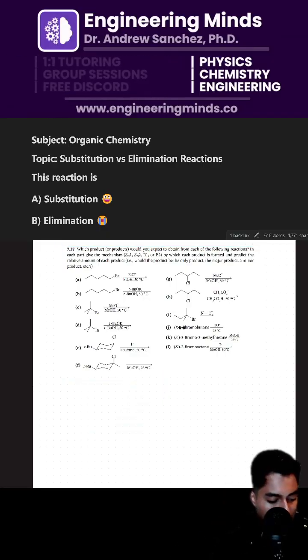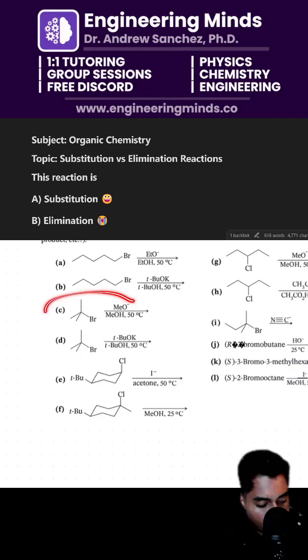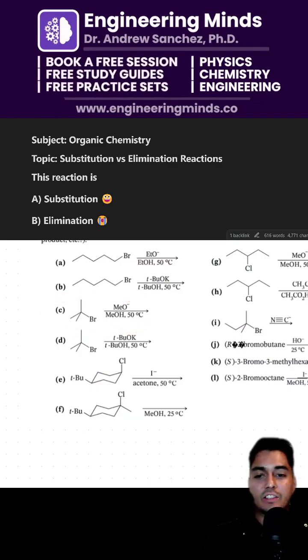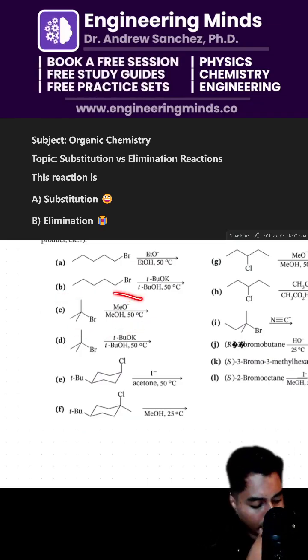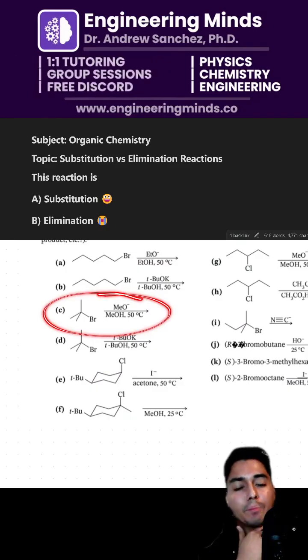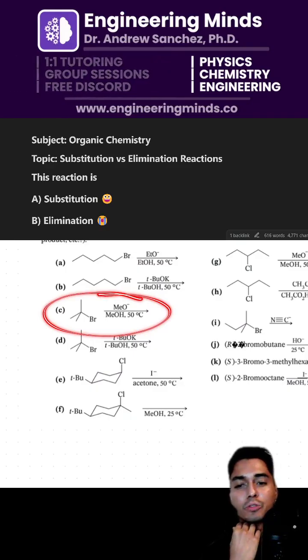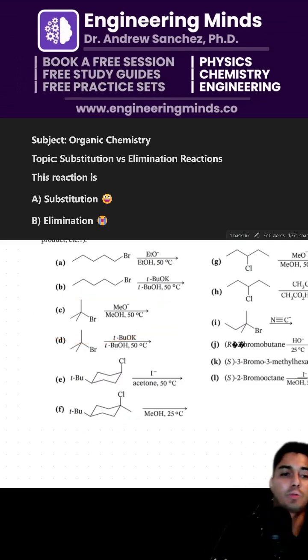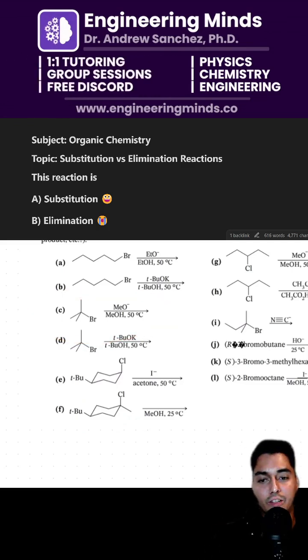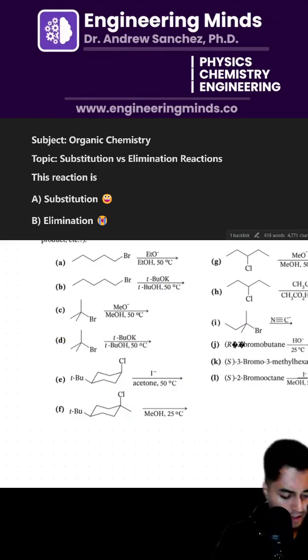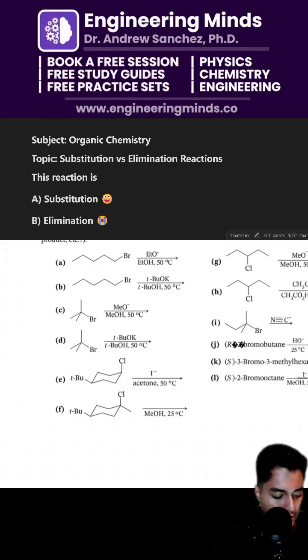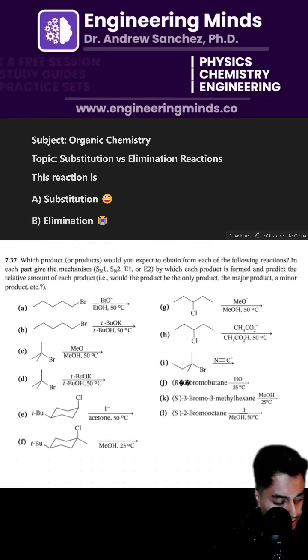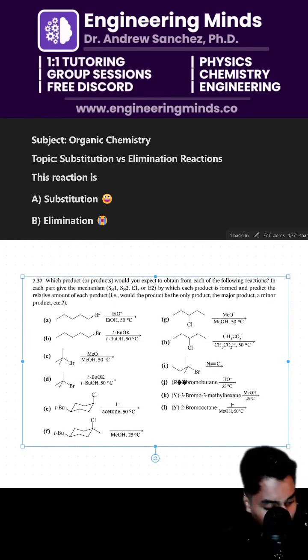We're going to do C next. If you think that C is a substitution reaction, vote for the happy face emoji. Comment a happy face emoji. If you think that C is an elimination reaction, vote for a crying emoji, chat. Okay, and so let's go ahead and go through that together one more time. So chat, what's the first step?